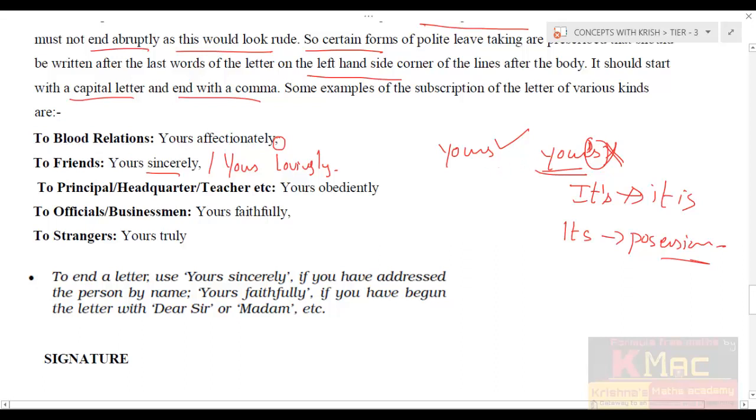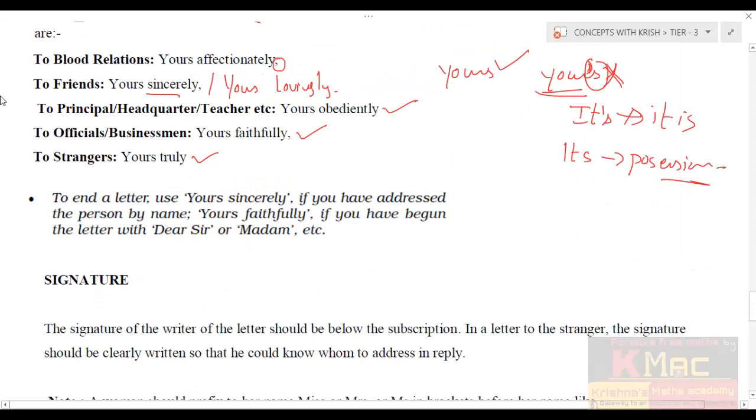To principal, head, teacher, etc., you write yours obediently. If a businessman, you write yours faithfully. To strangers, yours truly. Okay, this last point you can ignore actually. What I mean to say is, whenever you are writing to blood relatives, you can write yours lovingly or yours affectionately. To friends, you can use yours sincerely. Better to use yours sincerely or yours lovingly, anything. For professionals, you use yours obediently. For business people, you use yours faithfully.